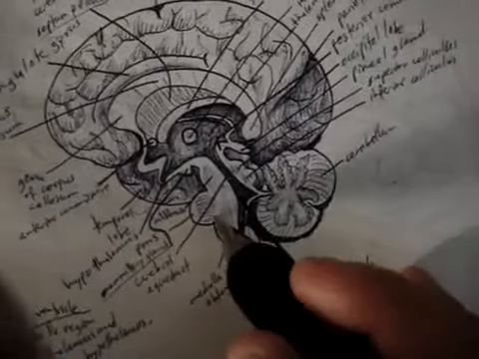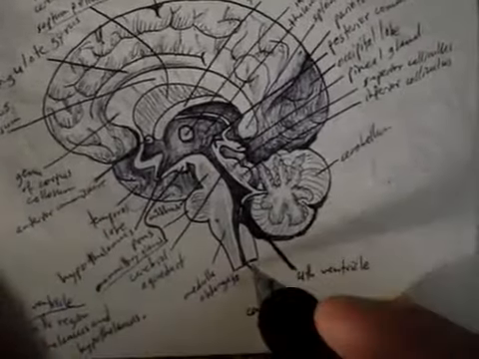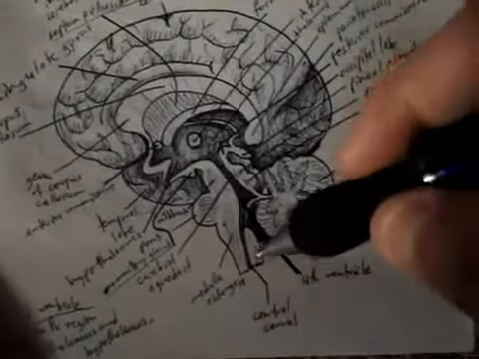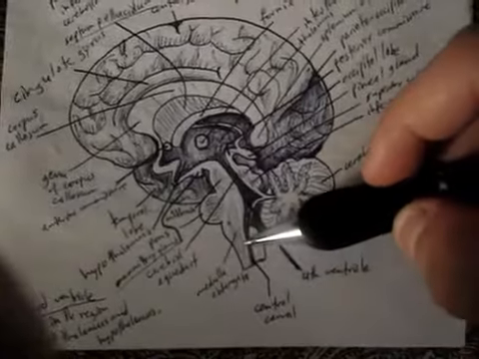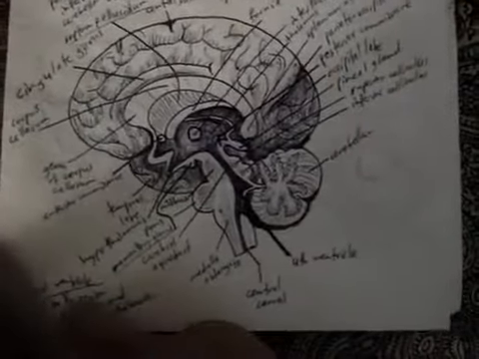Okay, and below pons, all of this here is the medulla oblongata. And then from here down would be the spinal cord. Remember, the foramen magnum separates the medulla oblongata from the spinal cord, and thus is also called the medulla-spinal junction.